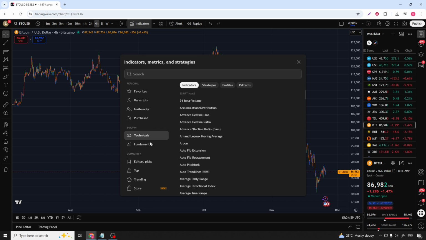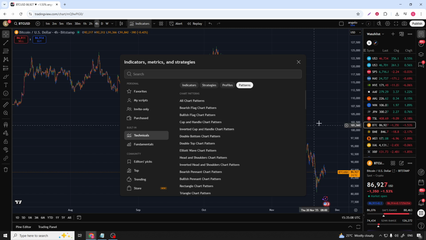When you open this menu, you'll see different categories of indicators and tools designed to make chart analysis easier and more visual. Inside the Technicals section, look for the area called Patterns. This is where TradingView keeps all of its automated chart pattern tools. Click on Patterns to expand that list.